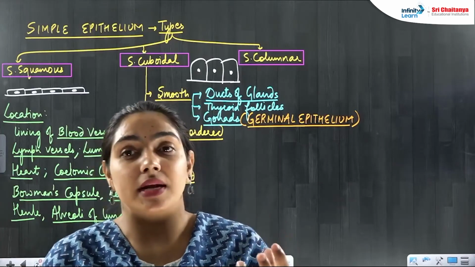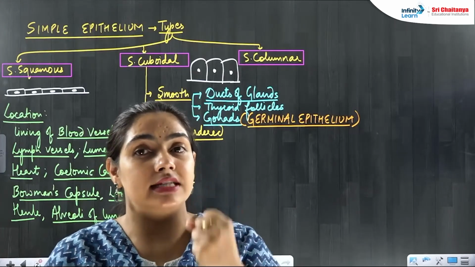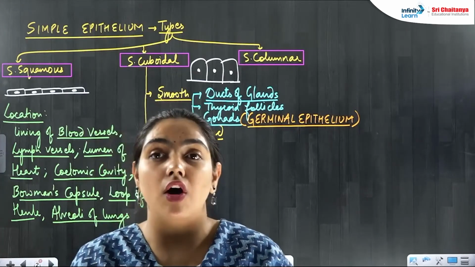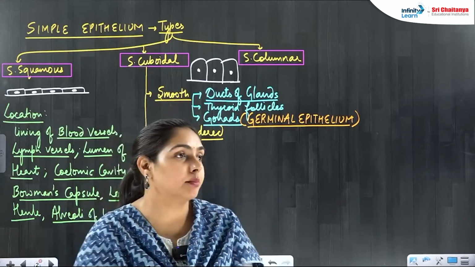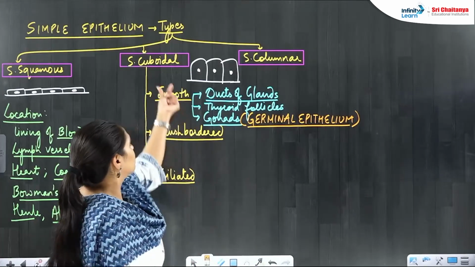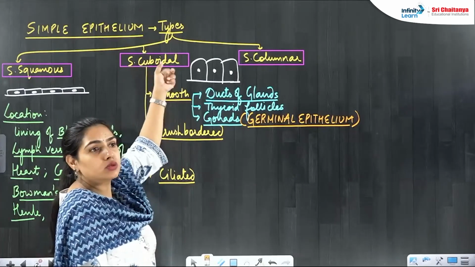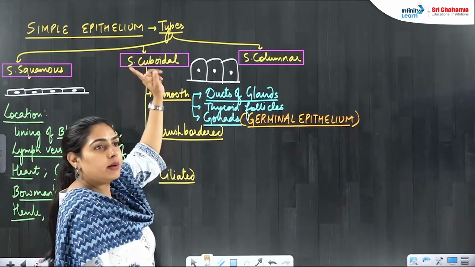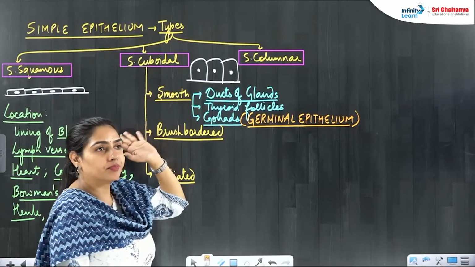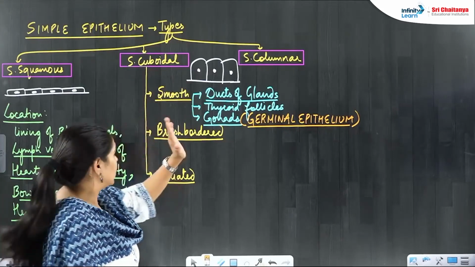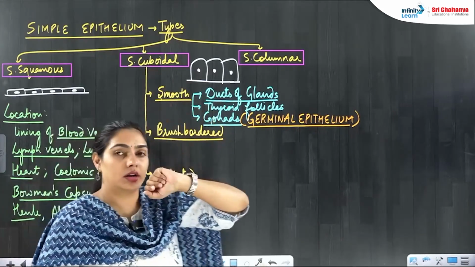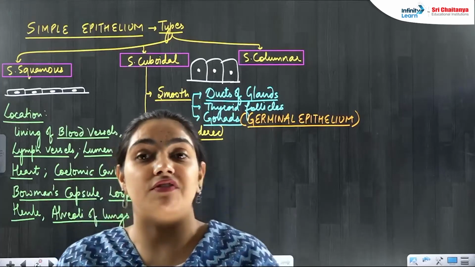Germinal epithelium is present where? In the gonads, and germinal epithelium is an example of cuboidal epithelium. Which cuboidal epithelium? Simple smooth cuboidal epithelium. Alright everyone. Now one more location which is very, very important.